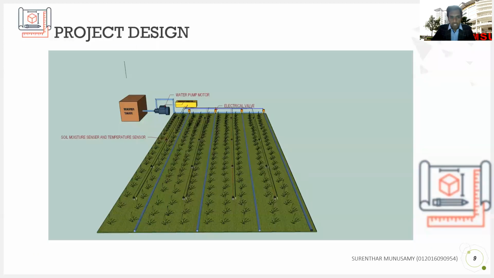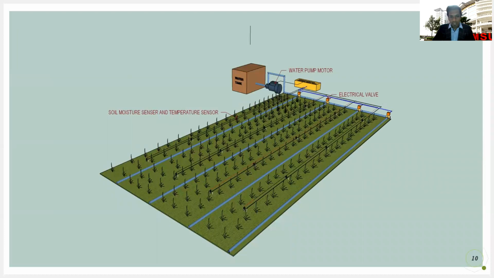So this is my project design. We can see clearly that there is an electrical valve at each row, and the water pump motor, which is a half horsepower water pump motor, and the soil moisture and temperature sensors. Each row has three to four soil moisture sensors and a temperature sensor, and each row has an electrical valve. This is another view of my design.